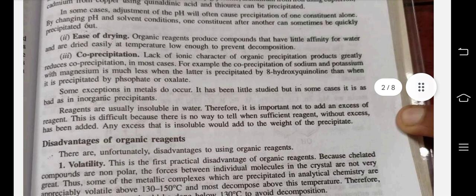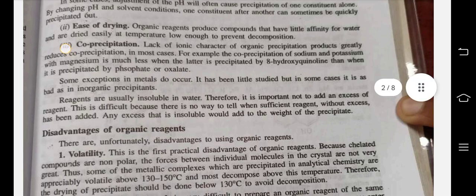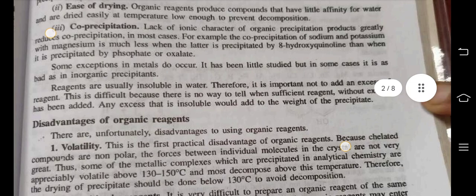Next advantage is co-precipitation. Lack of ionic character of organic precipitation products greatly reduces co-precipitation in most cases. For example, the co-precipitation of sodium and potassium with magnesium is much less when the latter is precipitated by 8-hydroxyquinoline than when it is precipitated by phosphate or oxalate. Some exceptions in metals do occur. It has been little studied, but in some cases it is as bad as in inorganic precipitants.